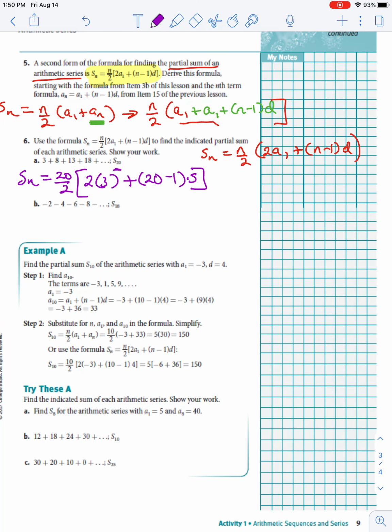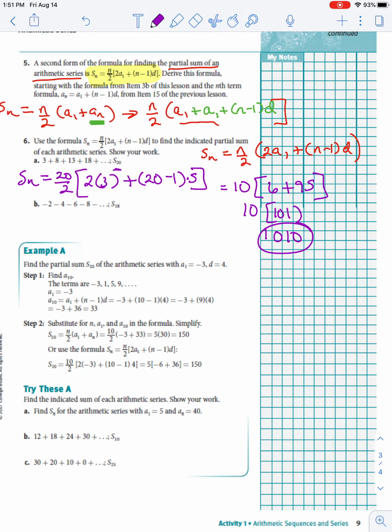So if I do 20 divided by 2, we know that's 10. Okay, so 10, and then I'm going to have to multiply by, let's see, that's going to be 6 plus, that's 19 times 5, which is 95. Okay, you can use your calculator for that. So it's actually 10 times 101. So the sum of the first 20 terms of that particular arithmetic sequence is going to be 1010.